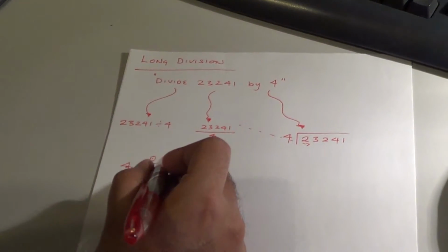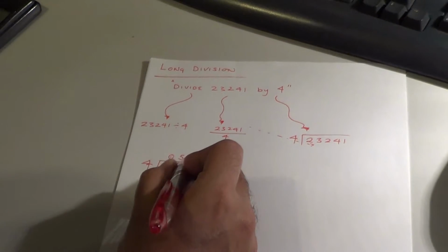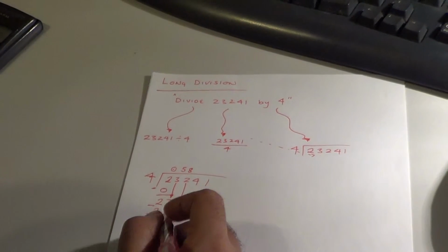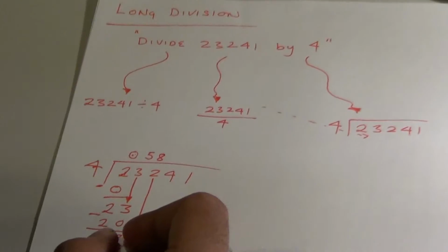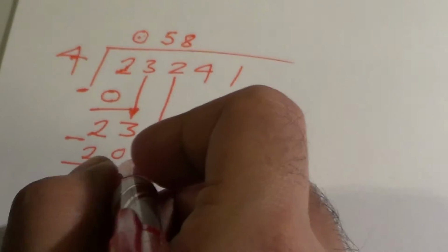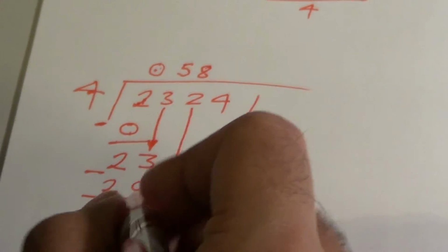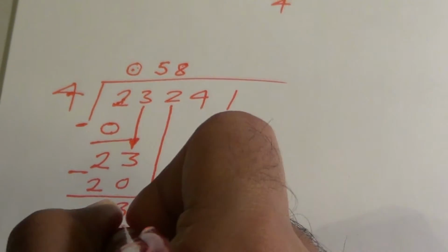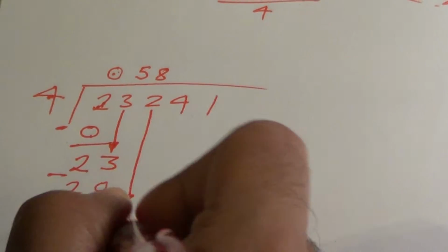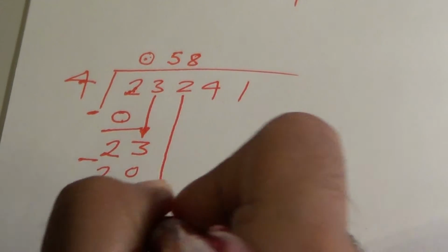So what do you then do? 4 times 8. Let me quickly check if I'm doing it right. Yep. So 4 times 8 is 32. You write 32 here. 32 take away 32, 0.